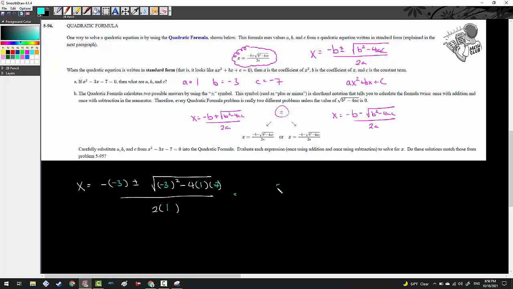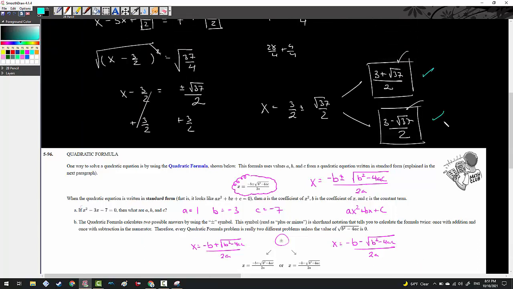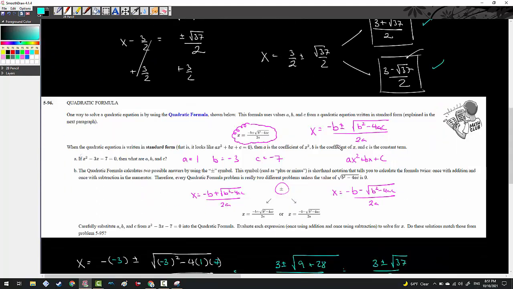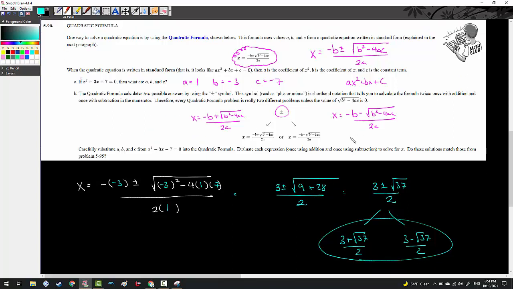The negative 3 will become 3 plus or minus the square root of 9 plus 28, all over 2. And 9 plus 28 is 37 over 2. Now, I feel like this answer is familiar, this whole notion of 3 plus rad 37 over 2, 3 minus rad 37 over 2, and I believe that was the answer to our first equation here. So again, the quadratic formula, different means to the same end, and it's actually not much different than some of the other methodologies you've learned in the past.